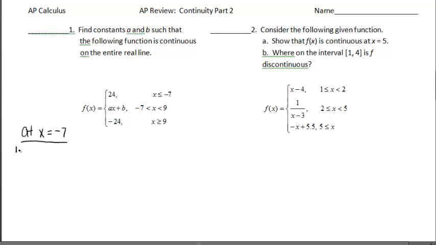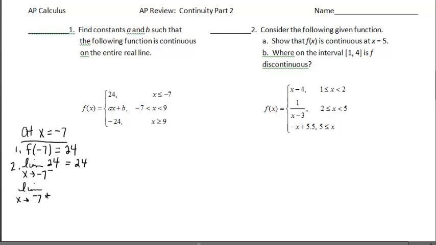Okay, so let's involve the three-part continuity test. So does the function exist at -7? Sure, there's an or equal to that includes the -7, and it's going to actually be 24. Okay, let's find the left and right-hand limit at x equals -7. So we're practicing good notation too. As x approaches -7 from the left, a number smaller than -7 would put me on the piece that's y equals 24, so the left-hand limit is 24.